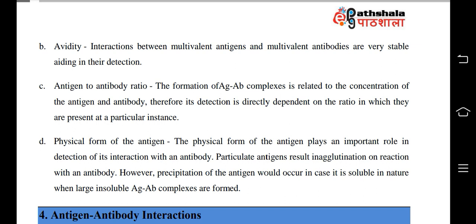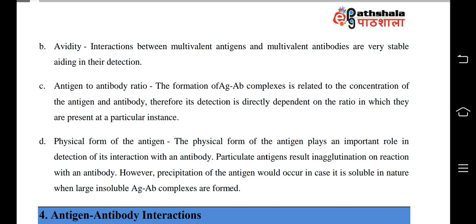Then antigen to antibody ratio. The formation of AgAb complexes is related to the concentration of the antigen and antibody. Therefore, its detection is directly dependent on the ratio in which they are present at a particular instance. And physical form of the antigen.